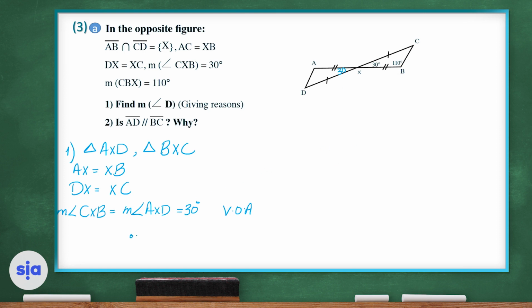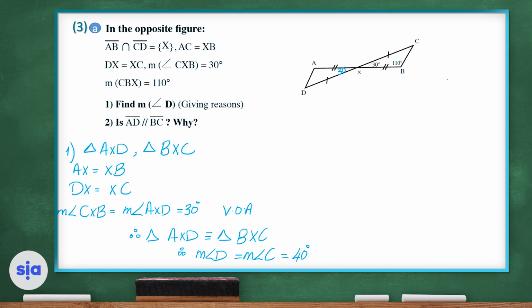Therefore, triangle AXD is congruent to triangle BXC. Therefore, the measure of angle D is equal to the measure of angle C, which is equal to 40 degrees.